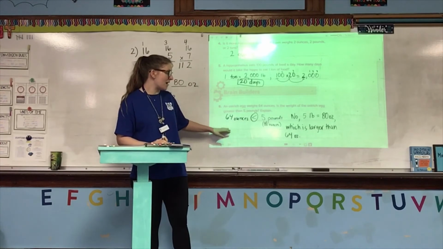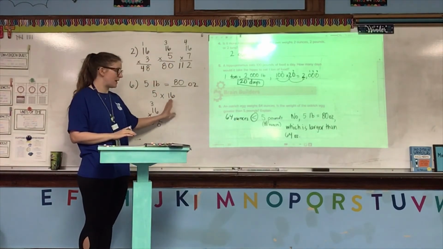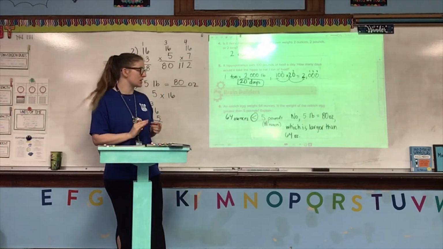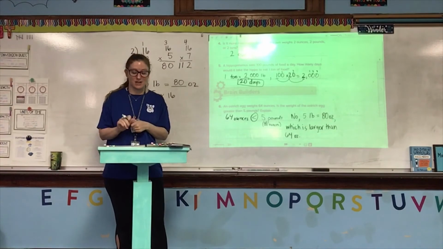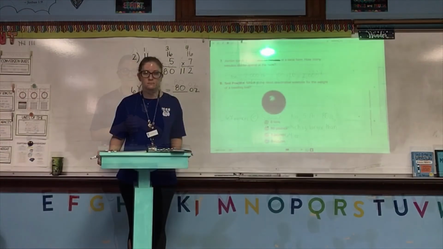You needed to show your work to show how you know, because you converted pounds to ounces. And then you need to say why. So you needed to have an explanation, show your work, and you needed to have the answer no. Okay, let's move on to number 7.